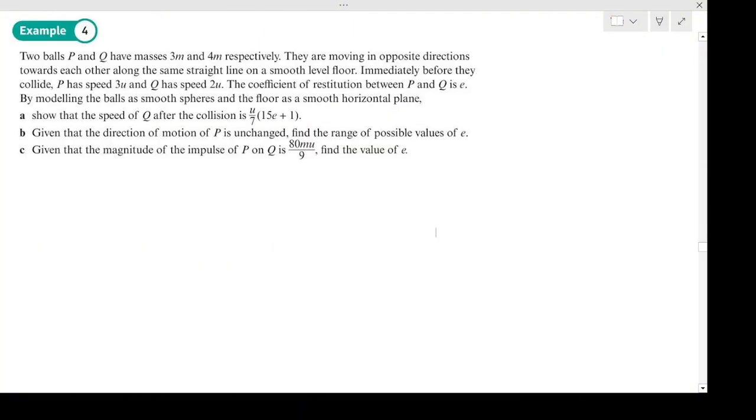And then I've got this example here. So here we're told two balls P and Q of masses 3m and 4m. They're moving in opposite directions towards each other. Before they collide, P has speed 3u and Q has speed 2u. Coefficient of restitution is just e. Blah blah blah. So we need to find the speed of Q.